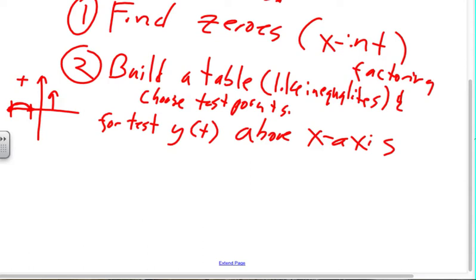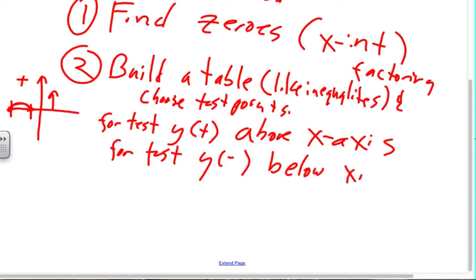So for your test point, if the y is negative, then it's below the x-axis. And let's say I've got another negative 0 over here, and over this interval it's negative, so I know it's going to be below it. Now you don't necessarily know what these values are, but you can sketch a relatively accurate graph even without knowing that.